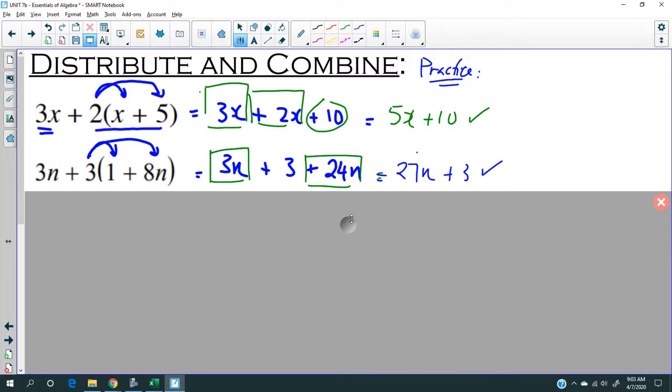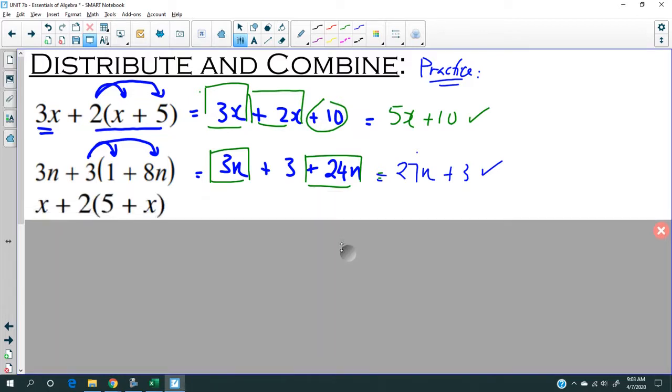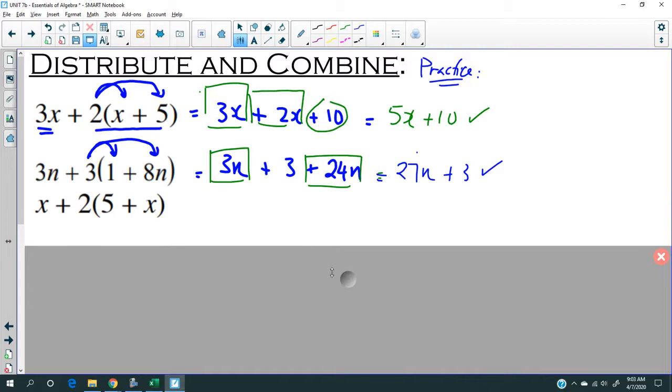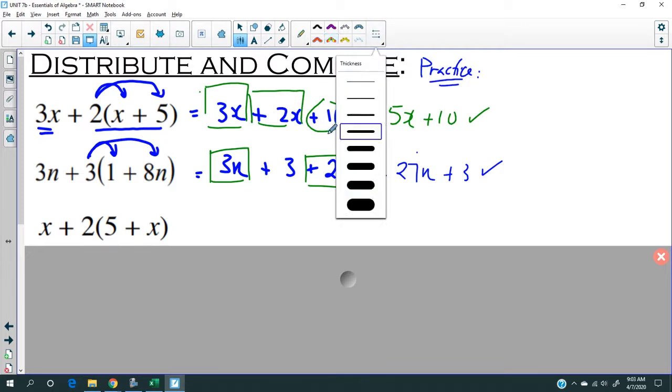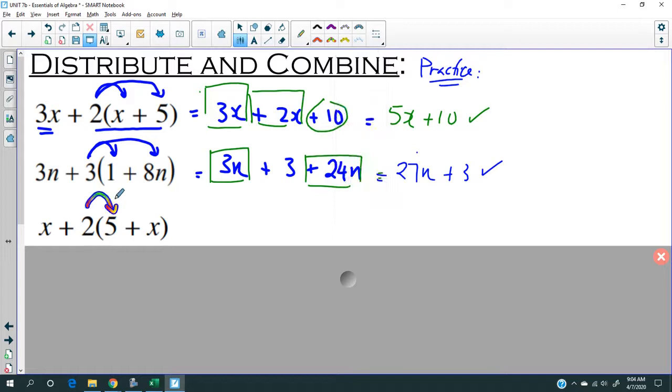Now try this one on your own also. Press pause and try this one on your own. Oh, the rainbow's back, the magic's back.